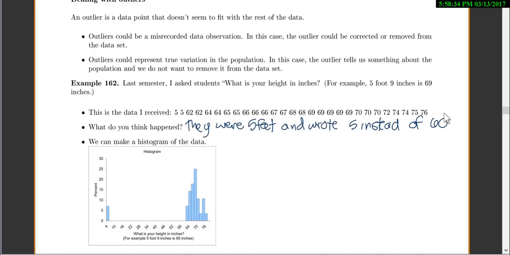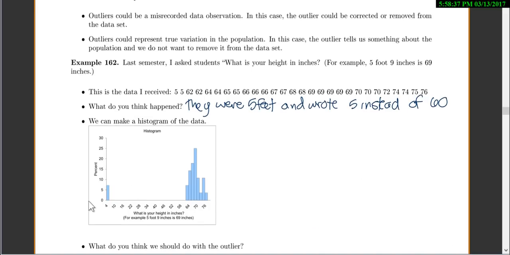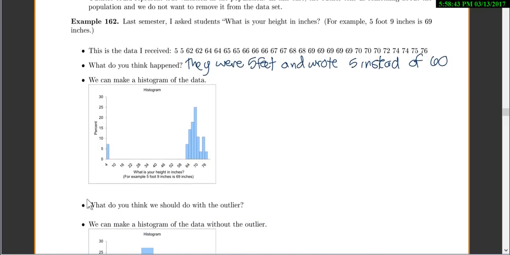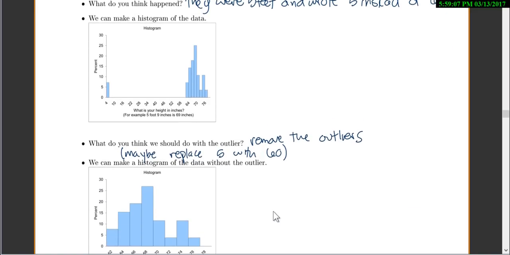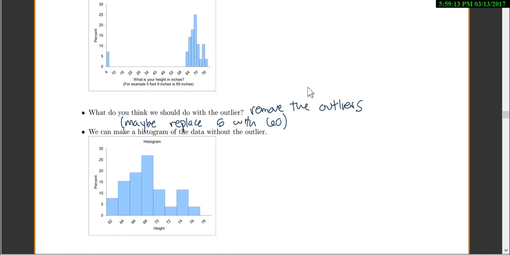And so in this case, when I first looked at this, I said, okay, obviously no one in my class is 5 inches. Those are not true values. And because they're not true values, I'm going to want to remove them. So I would remove the outliers. If I'm really, really sure that's what happened, I could maybe replace the 5 with 60, if I'm really sure that they were just 5 feet and not paying attention. Hopefully they weren't 5'5" and just not caring, and wrote a 5. But we'd probably just remove the outliers in those situations if we know that they are mistakes.